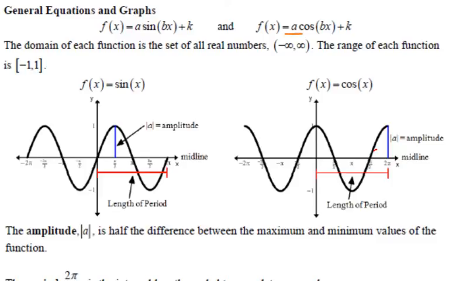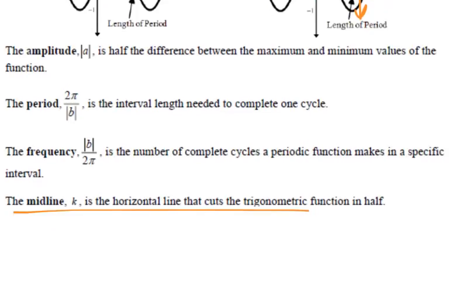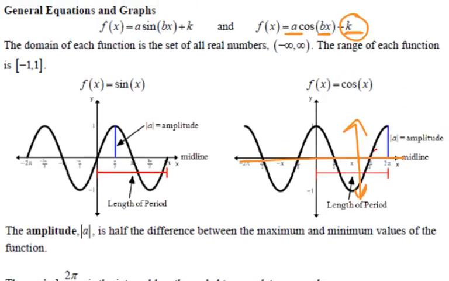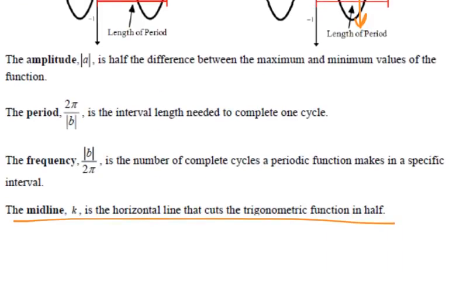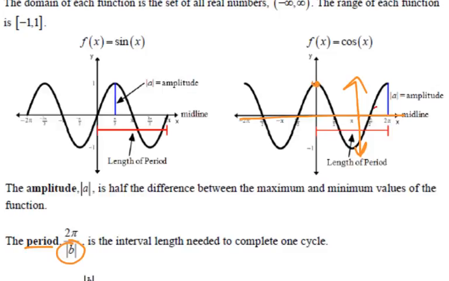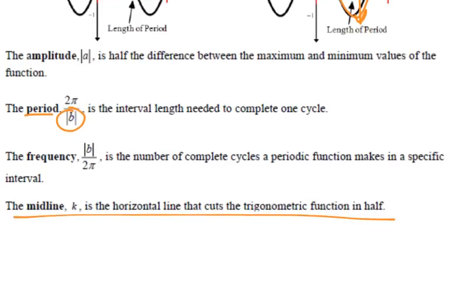And then the same rules apply for everything else. The midline k, that just moves that up or down. It shifts the whole thing vertically. And k, right, we just use that midline. The b, the number with the x or the theta, that b we use to find the period. Remember, the period is from where we go from the top and then back up to the top. We find it by going 2 pi divided by b.